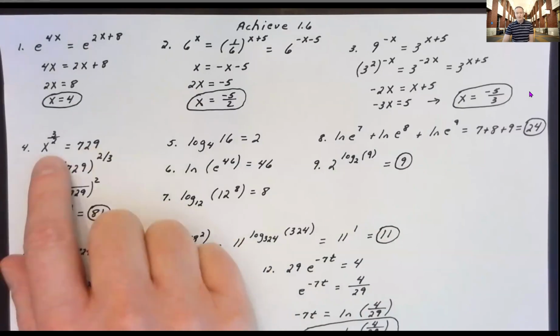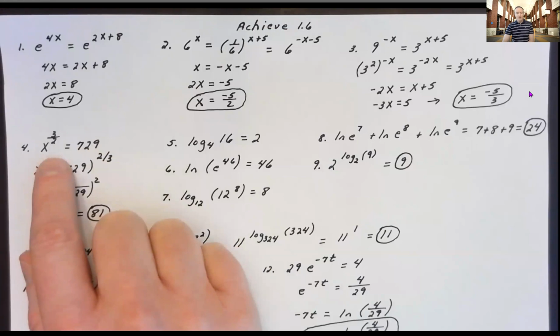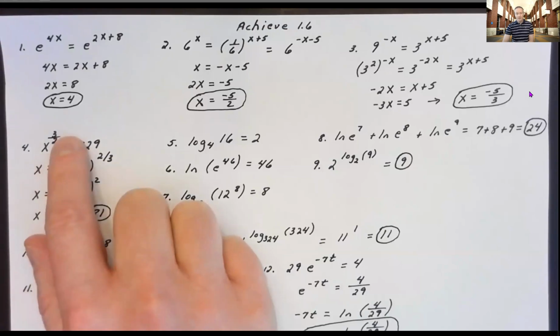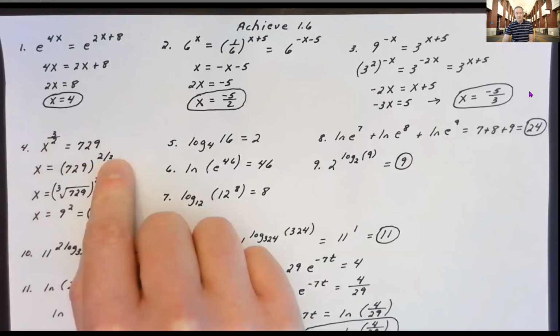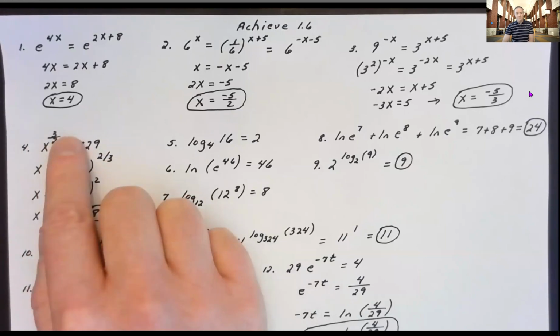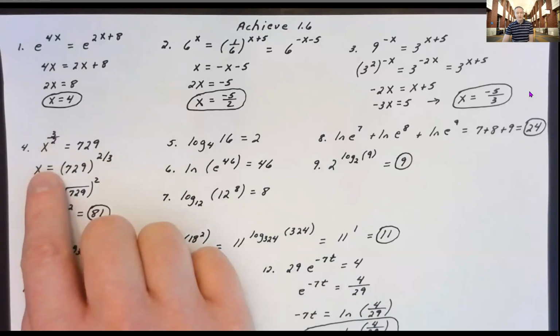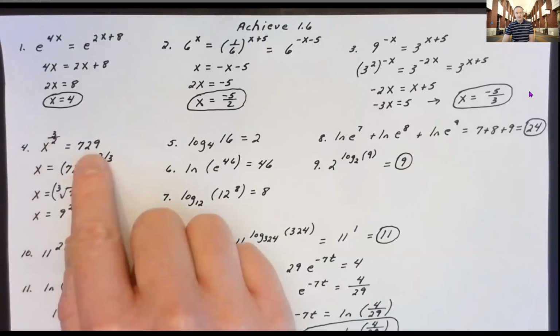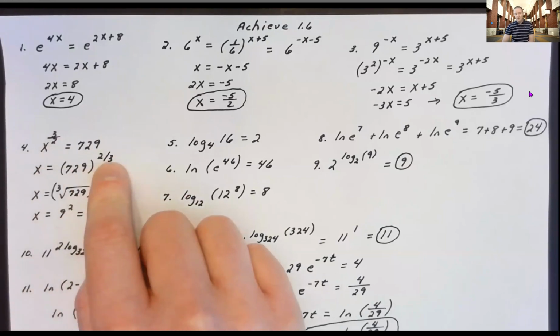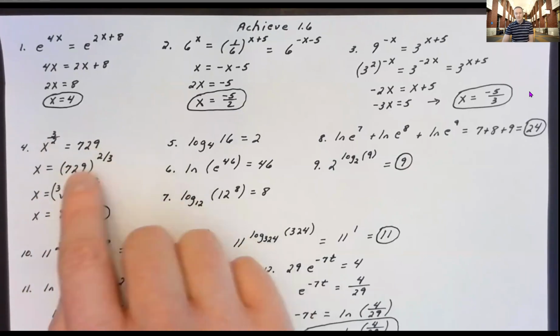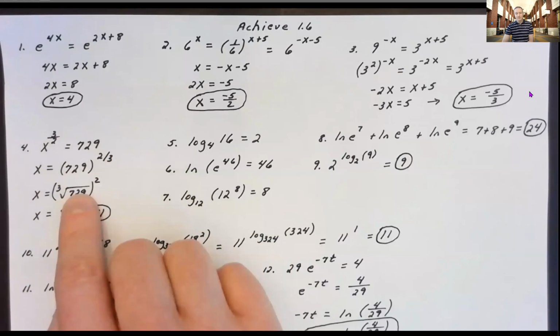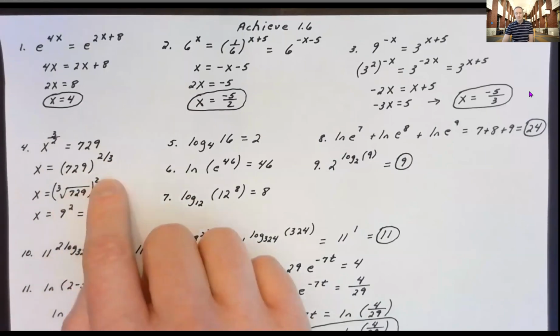Well, if you're trying to solve for x in this problem, then the only way to get rid of the exponent 3 over 2 is to raise both sides to the 2/3 power. X to the 3 over 2 raised to the 2/3 is just x. But then we have 729 to the 2/3 power. You could use a calculator at this point, but you really shouldn't need to on this one. What I did is I said, well, we know that the 2/3 power means that we need to take the cube root of 729 and then square that answer.